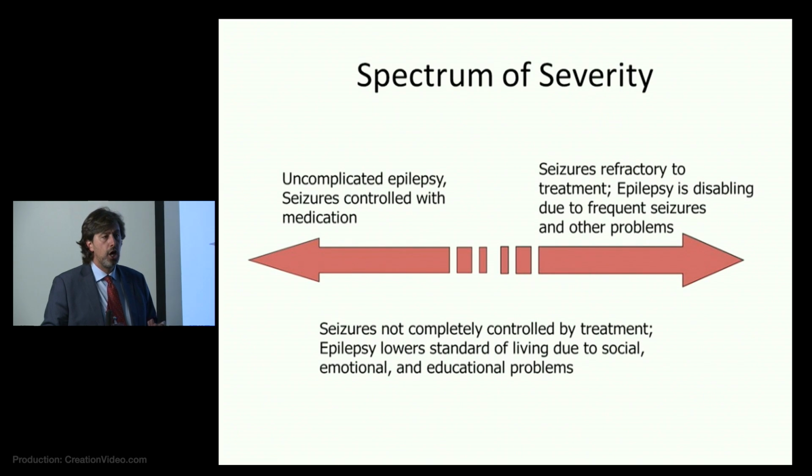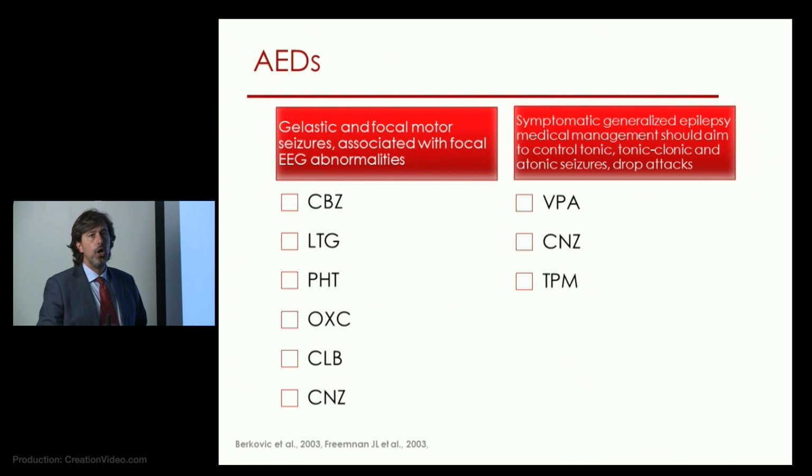So again, the concept of the spectrum of severity. And if you look at those papers, I tried to figure out which were the drugs that were most commonly used regarding the seizures. So if you look here, gelastic and focal motor seizures were most commonly treated with those medications. That is what we usually do for focal seizures. We use carbamazepine, lamotrigine, and so on.